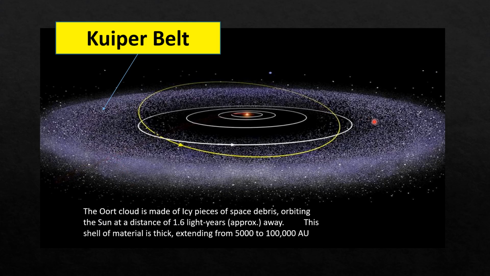See, what you are seeing in this picture is the Kuiper belt. What is present here is icy pieces of space debris orbiting the Sun at a distance of 1.6 light years. This shell of material is thick, extending from 5000 to 1 lakh AU. At the center, what you are seeing is the Sun, and this is the orbit of the planets, and this is the Kuiper belt.